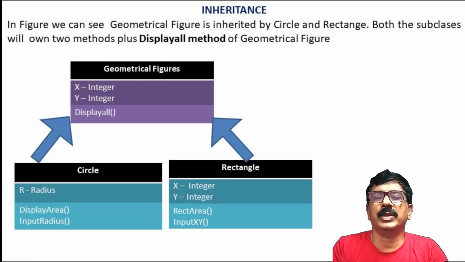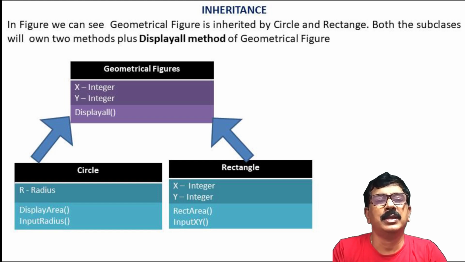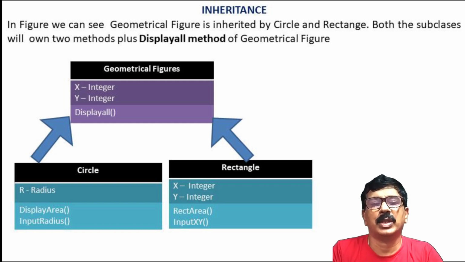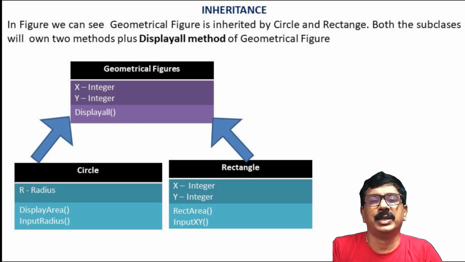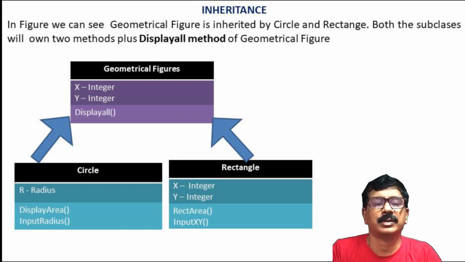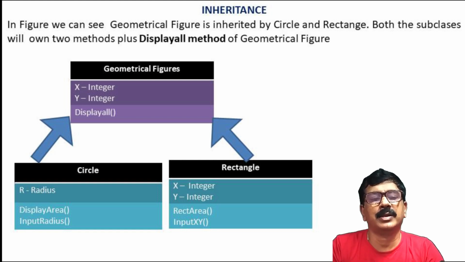In the figure we can see geometrical figure is inherited by circle and rectangle. Both the subclasses will own two methods plus the display all method of geometrical figure. You can observe it on screen. Geometrical figure is superclass and the circle and rectangle are derived classes or subclasses.